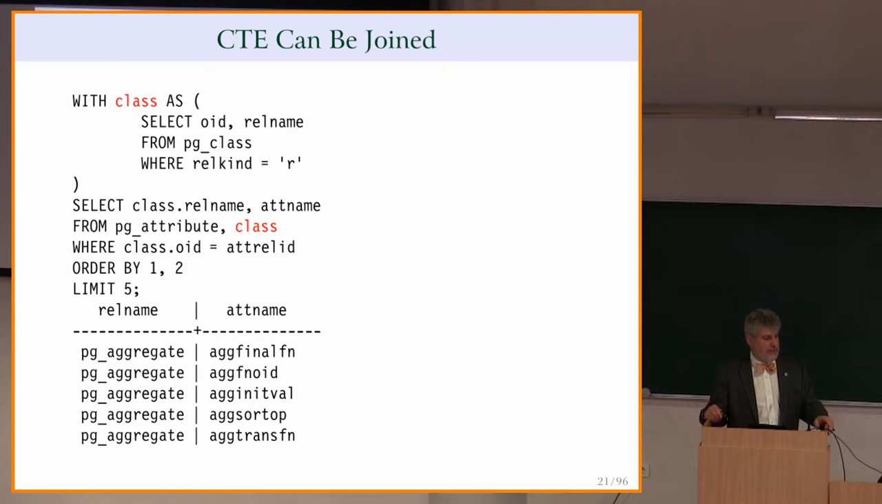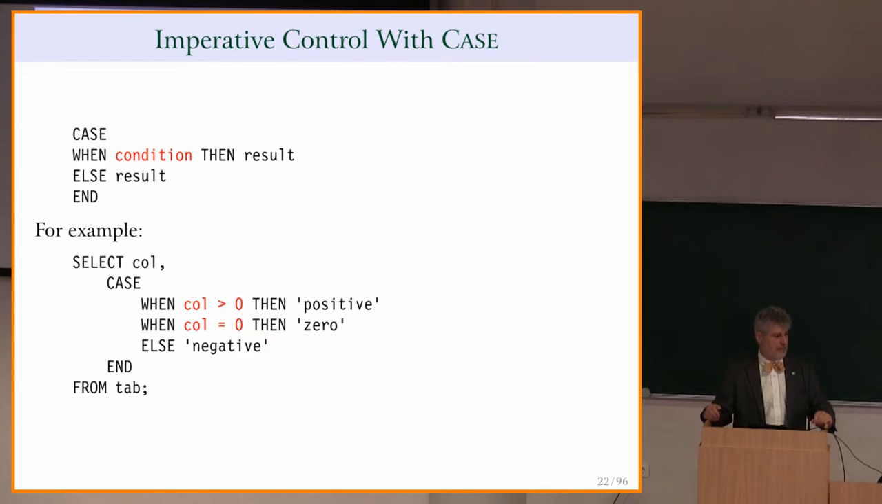Another example: here's a common table expression called class, which is a query on the pg_class table. What we're doing here in red, as you can see at the bottom, is joining the output of our common table expression to another table. So with class and then the bottom, we're joining it and we get the output. Again, this is our first join using the common table expression.